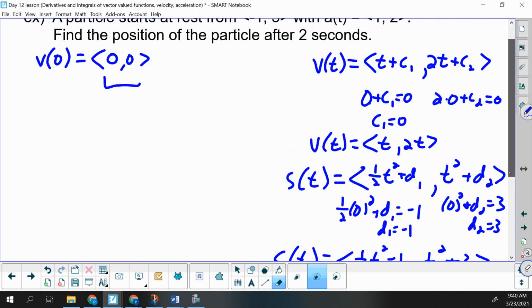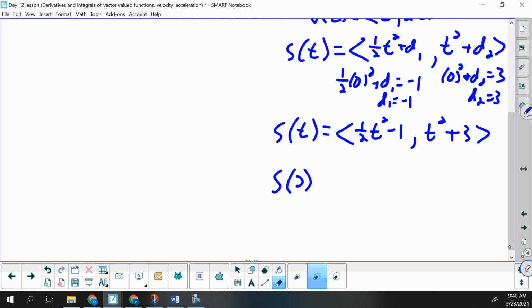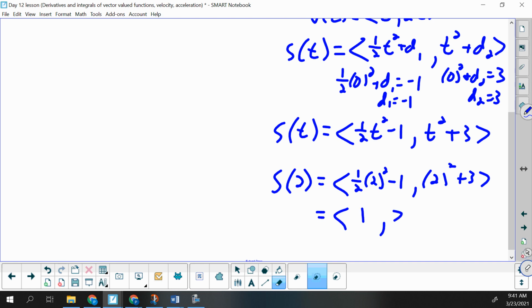And now we're ready to answer the question. We want to know the position of the particle after 2 seconds. So we'll just do s of 2. And we'll fill in 2 for all the t's. So we'll have 4 times 1/2, which is 2, minus 1, which is 1. 2 squared is 4, plus 3 is 7. So after 2 seconds, we are located at 1, 7.